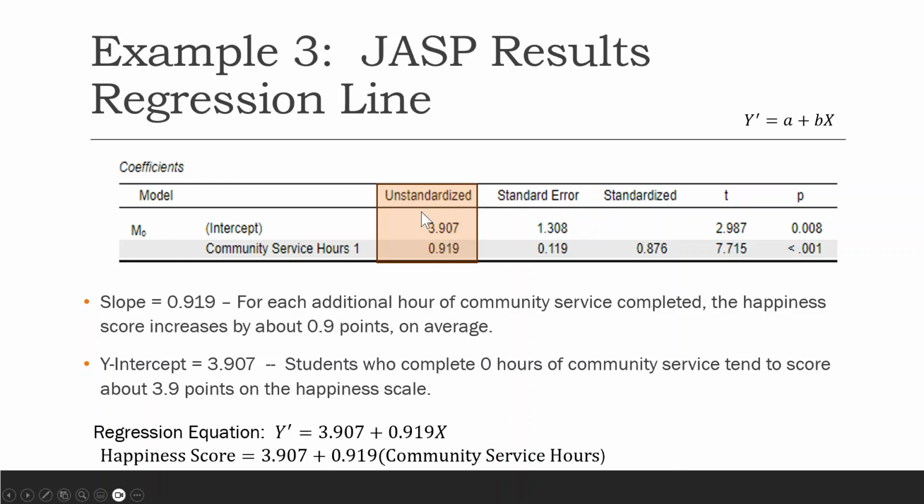Now, that's coming from this unstandardized column. There's a standard error. Standard error, remember, that's the standard deviation of your sampling distribution. We have a test statistic. It is a t, which means we're using Student's t distribution. And then we have a p-value here. We have a p-value, so we must have a hypothesis test. All right, that is the case.